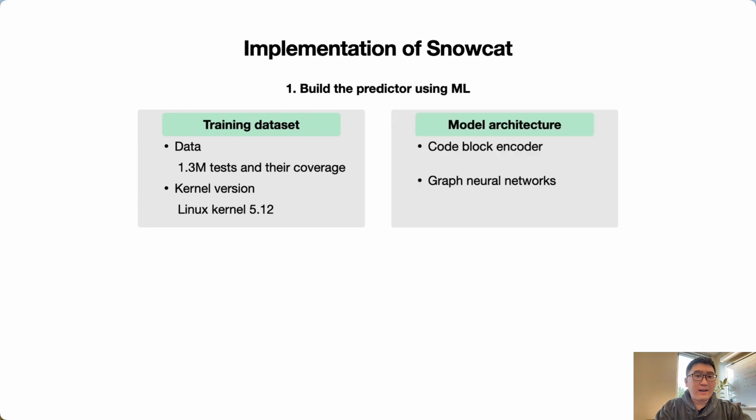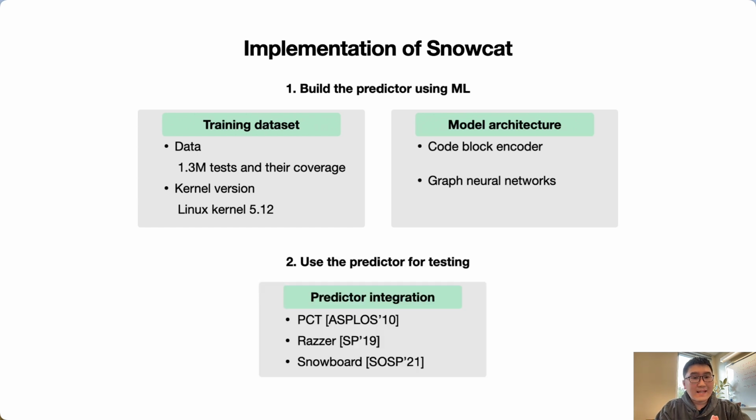When it comes to the model design, our model has two major components. The first component can learn the semantics of each individual code block. Specifically, it is a BERT model that learns the assembly code of kernel code blocks. And the second component, the graph neural network, can learn the connections between blocks. We train the graph model using graphs that represent the tests and their coverage. Next, to use this predictor for testing, we integrate the model into existing systems, including PCT, Razzer, and Snowboard.